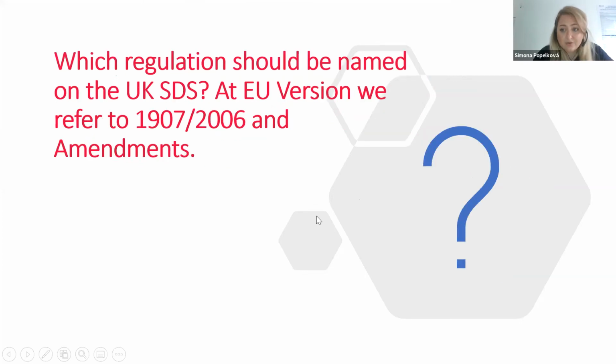And the last question we will answer live. Which regulation should be named on the UK SDS? In the EU version, we refer to the REACH regulation and amendments. You can now use the UK regulation. I have provided a link in the presentation, so you will get it, and you can find there all the amendments that were made according to UK REACH.